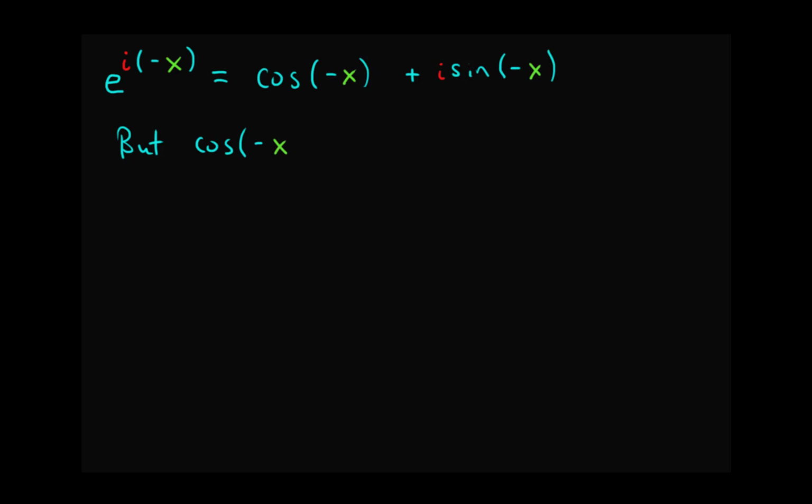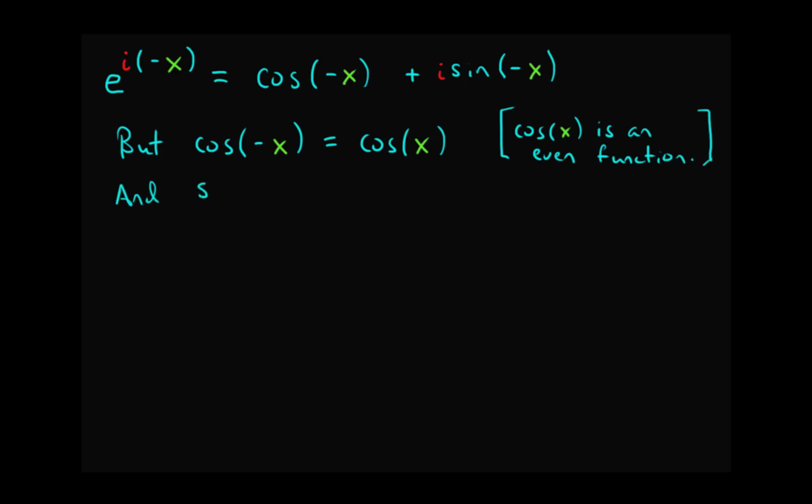Well, let's just apply the formula and see what happens. So we'll have e to the I times negative x. That will equal cosine of negative x plus I times the sine of negative x. But cosine of negative x just equals cosine of x. And the reason for this is that the cosine function is what's called an even function. It has this property of being symmetrical across the y-axis. So cosine of negative x equals cosine x.